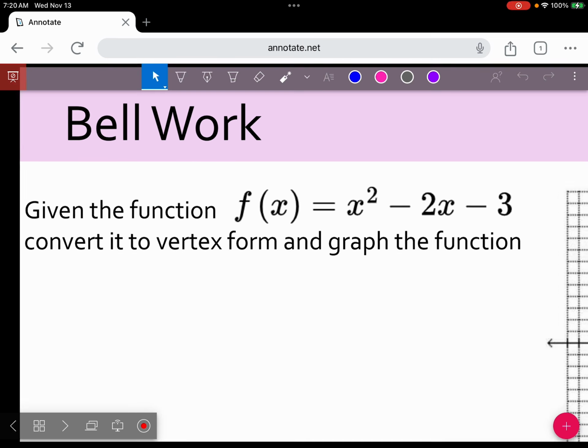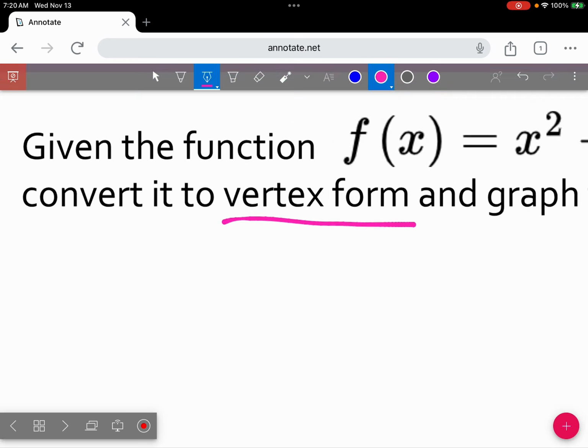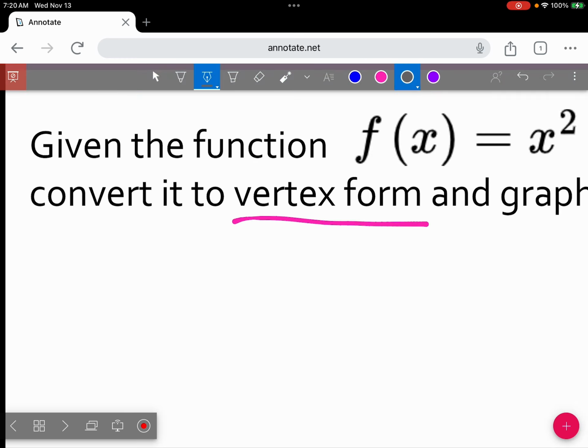Let's go for it. So I highly recommend that we switch it to vertex form. That's exactly what we did yesterday. So first thing I'm going to do is I'm going to get that axis of symmetry.